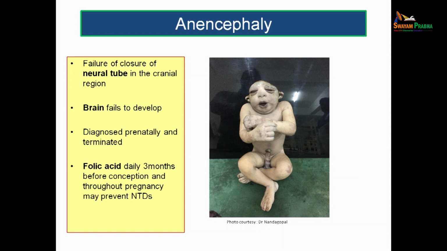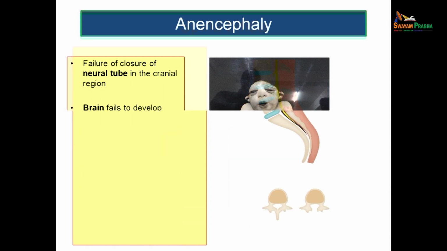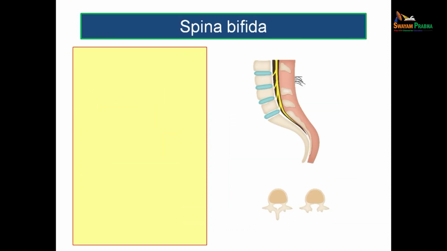Most of the neural tube defects can be prevented if that lady is taking folic acid daily, ideally 3 months before conception and throughout the pregnancy. So, folic acid can be considered as a major drug which prevents the formation of neural tube defects.